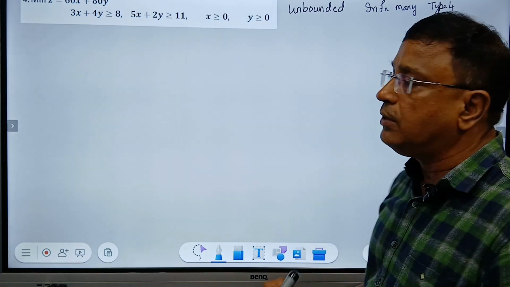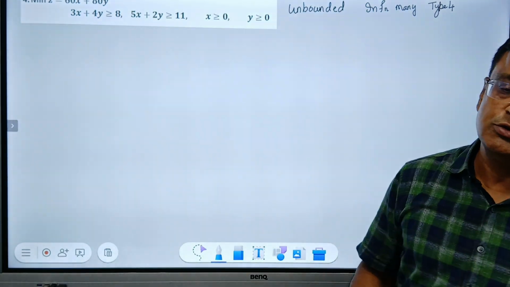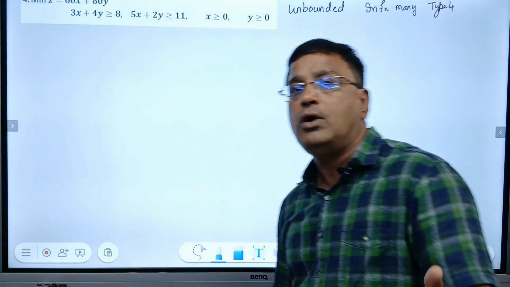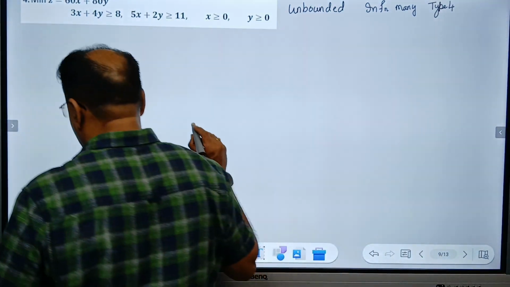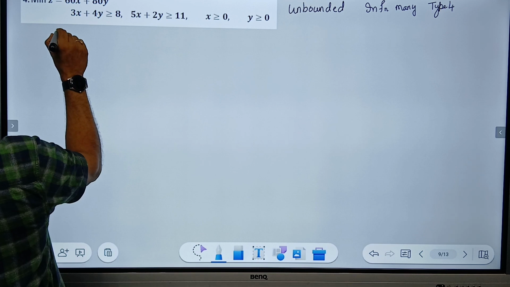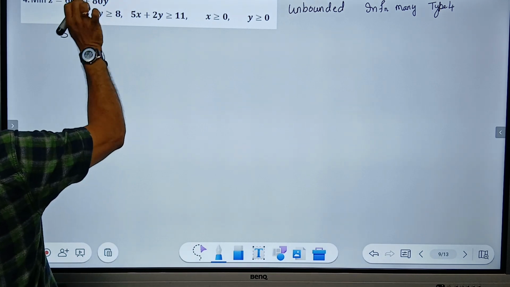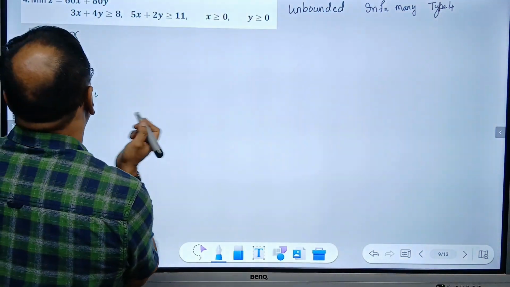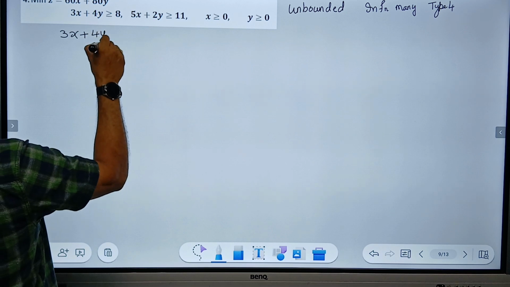So what are the types we have done? Bounded unique solution, bounded infinitely many solutions. Third one is unbounded unique solution. Now I am going to do unbounded infinitely many solutions. Okay. So let us go to the graph. So this is 3x plus 4y equal to 8.